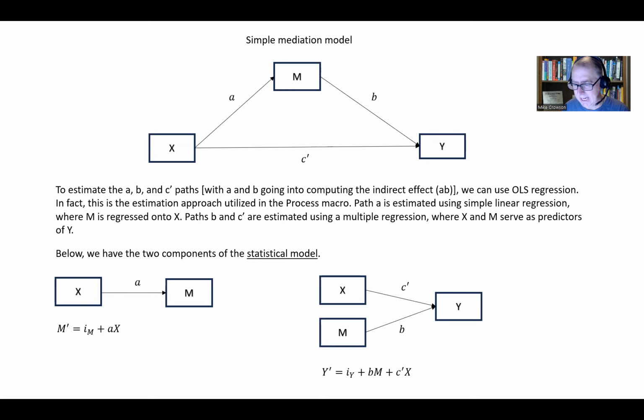So path A, in this particular model, is estimated using a simple linear regression where the mediator, or the proposed mediator, is regressed onto the antecedent variable X. Then paths B and C prime are estimated through a multiple regression where the consequent is regressed onto variables X and M.